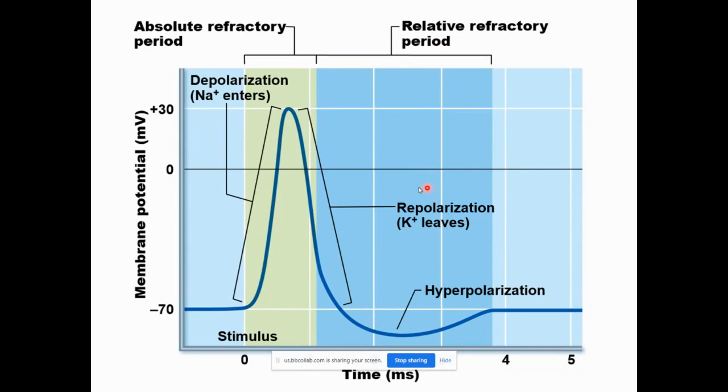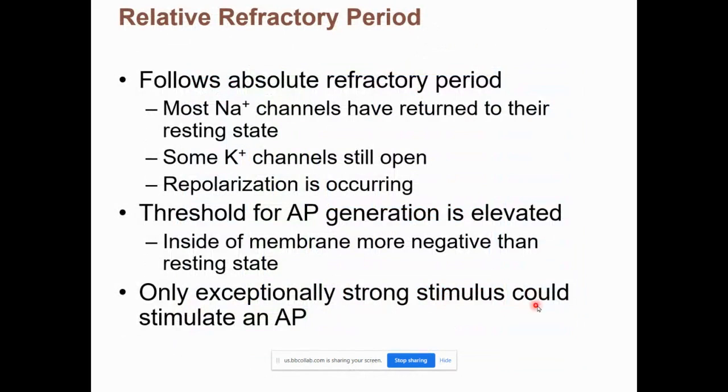This area in dark blue, where you have the hyperpolarization, is the relative refractory period. That means that you can have another action potential right here if you want to, but it's just going to be more difficult to do so because we're more negative during hyperpolarization than the resting membrane potential. So absolute refractory, no action potential possible. Relative refractory, it is possible. You just need a really strong stimulus for it to happen. Only an exceptionally strong stimulus can stimulate one.